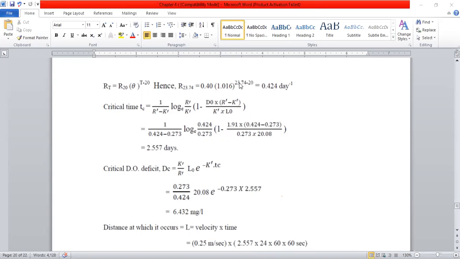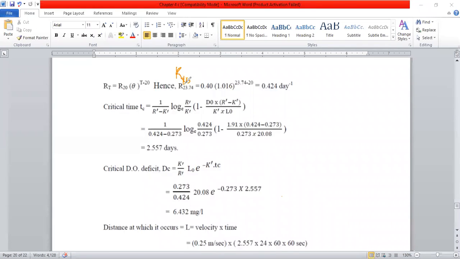What is the T? T is the temperature, the current temperature. So the current temperature is 23.74 minus 20, the standard temperature, minus 20. So when you calculate that R 23.74, you will get the answer 0.424 per day. But here the value of K dash is not calculated. Sorry, K 23.74. The way it is calculated for R 23.74, you need to find out the value for K 23.74.